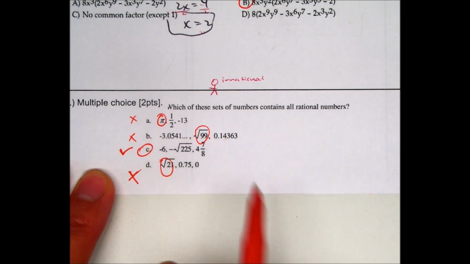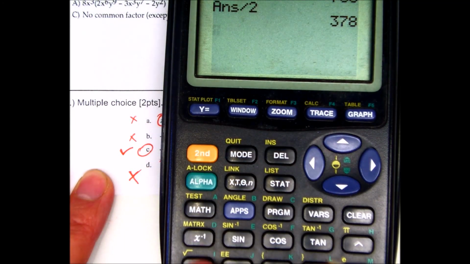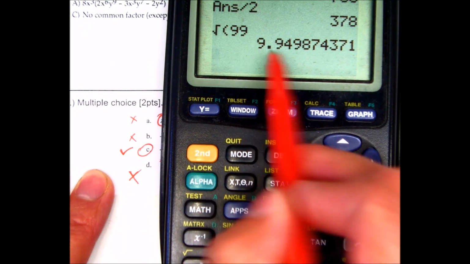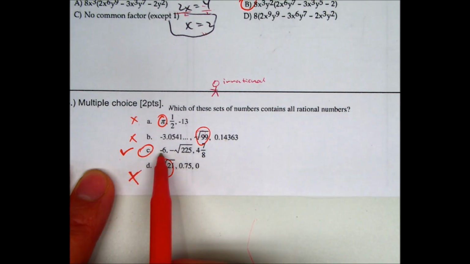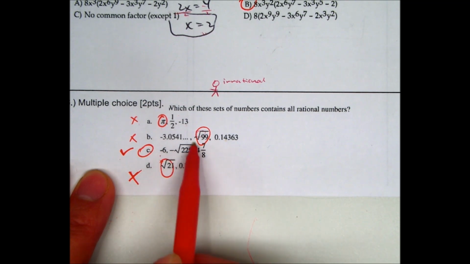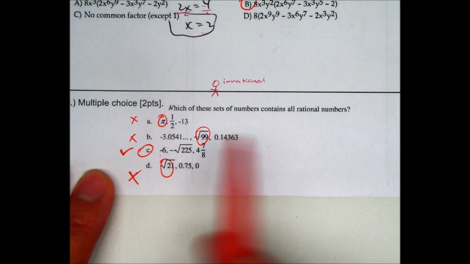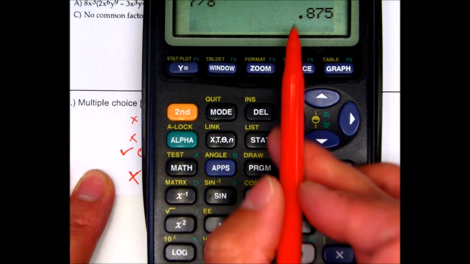So in B, I circled square root of 99, because if you type in square root of 99, that decimal keeps going on forever. And then C, I put a check because all of these, that's a negative integer. Square root of 225 is negative 15, and then here is 7 over 8, so 7 divided by 8. You'll see that is a decimal that is terminating.